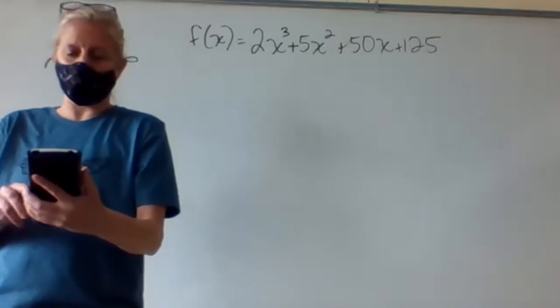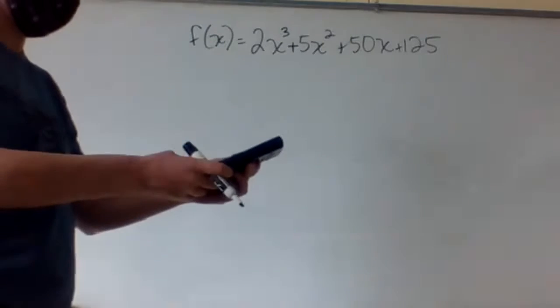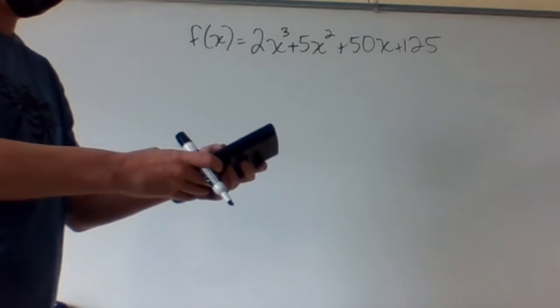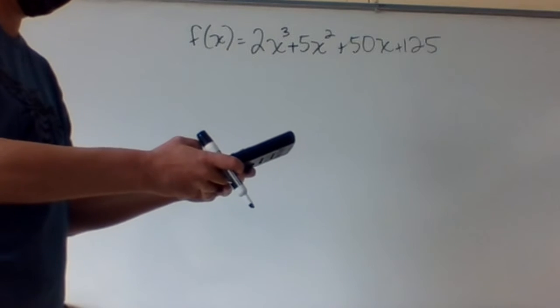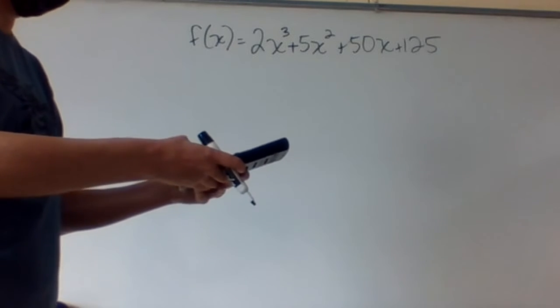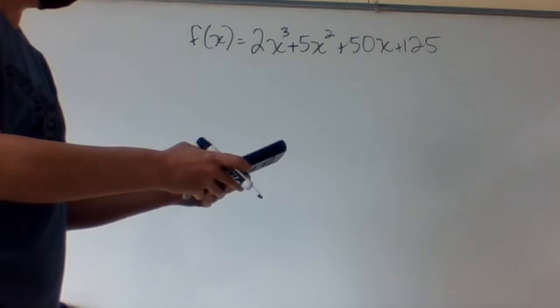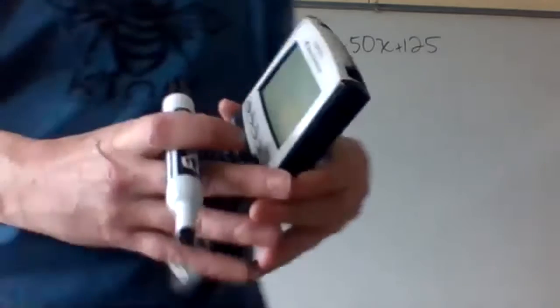But when you put this one in, go to your y equals and clear it out, and let's put this function in. 2x cubed plus 5x squared plus 50x plus 125 and graph it.